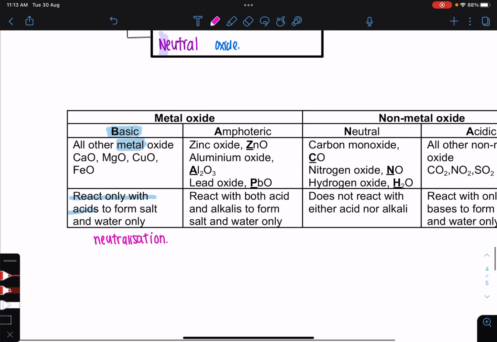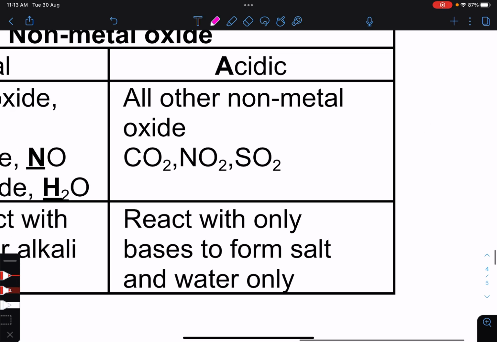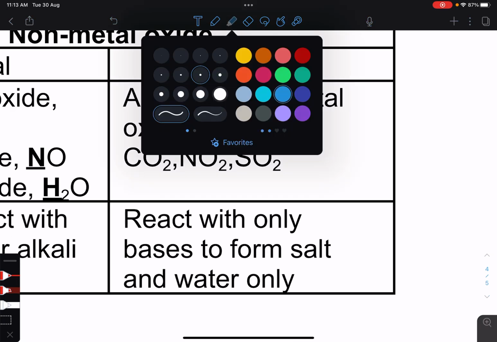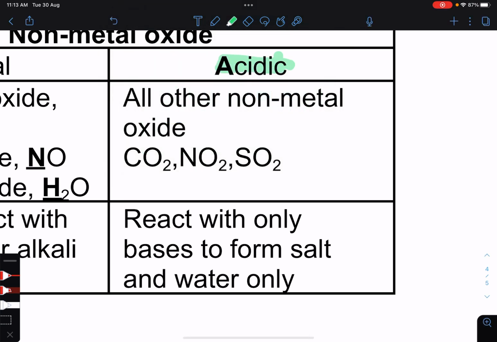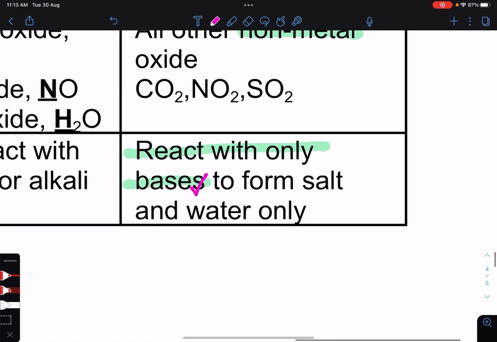Okay, let's look at the acidic oxides. The acidic oxides is different, or the exact opposite of the basic oxides. So the acidic oxides are all those that are non-metal. So they act like an acid and will only react with base. Same thing, acid and base reaction. So I'm also looking at a neutralization reaction.